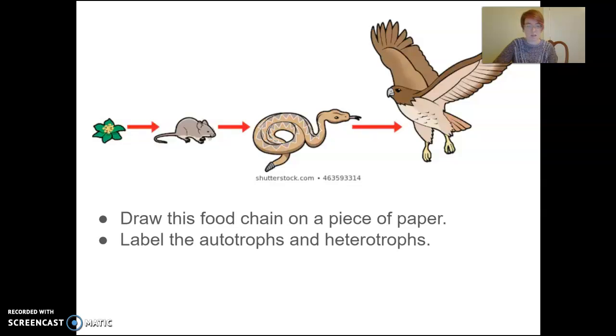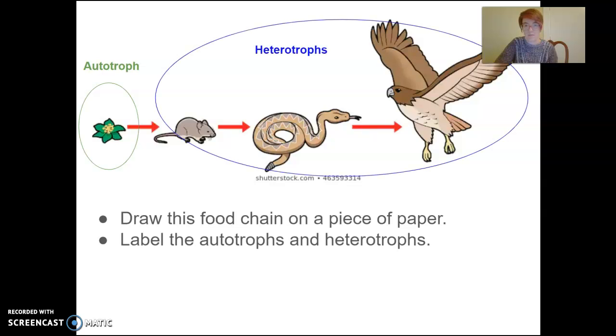Those words are talking about how these organisms get their food. Auto means self. Autotrophs make food themselves, like plants that can do photosynthesis. And heterotrophs eat other things. So you can probably guess in this diagram, we have only one autotroph and the rest are heterotrophs. So label these on your diagram. We have autotrophs and heterotrophs, and you're going to define this in your document as well as label it on your diagram.